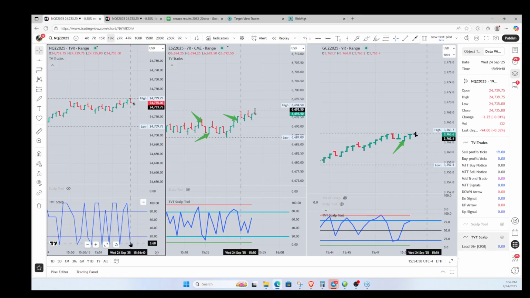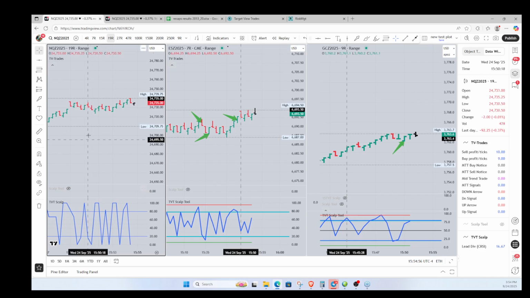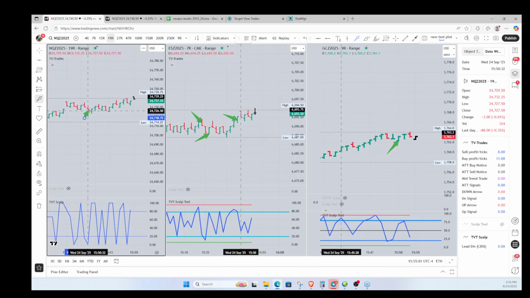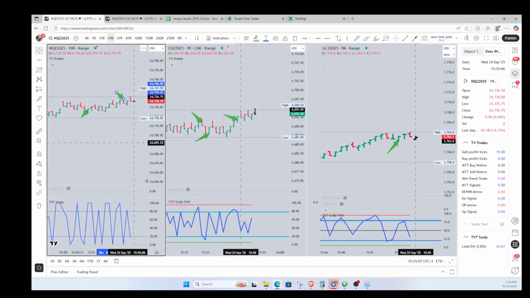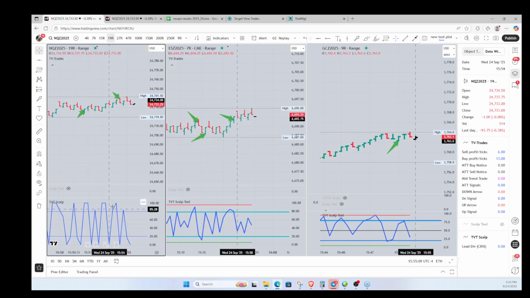Alright, so we didn't get a fade here. We did get a fade here, so we should have been shorting the open of that bar. I just missed that one. We should have been shorting the open of that bar. We should have been buying the open of that bar. You see this right here, Daryl? We should have been buying the open of that bar right there, and shorting the open of this bar right there. Okay, because we got the fade right there, and we got the fade over here. And we got a fade right now.